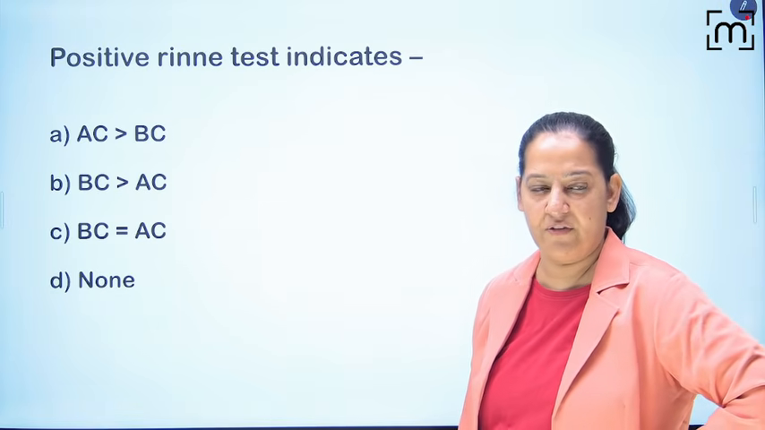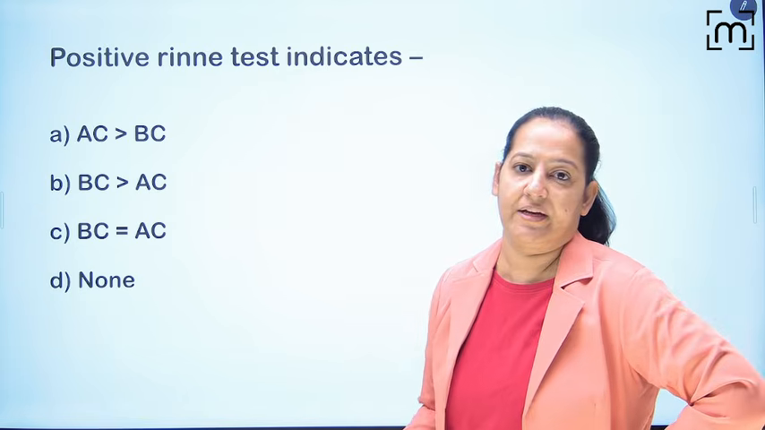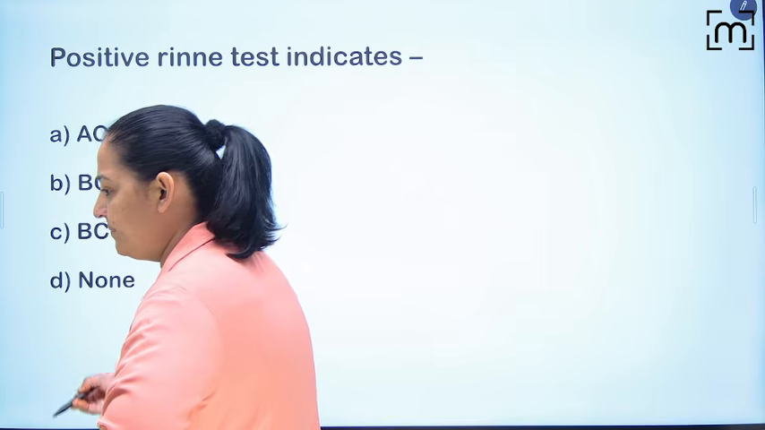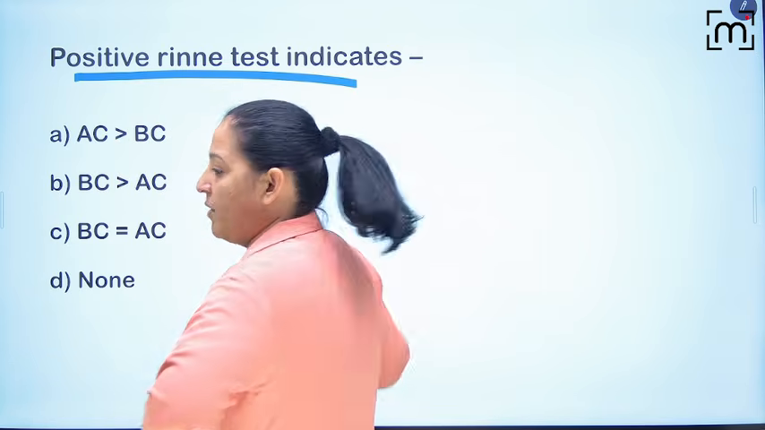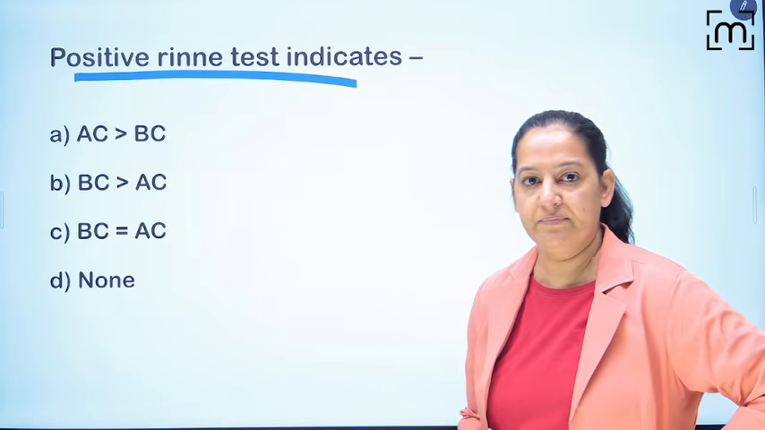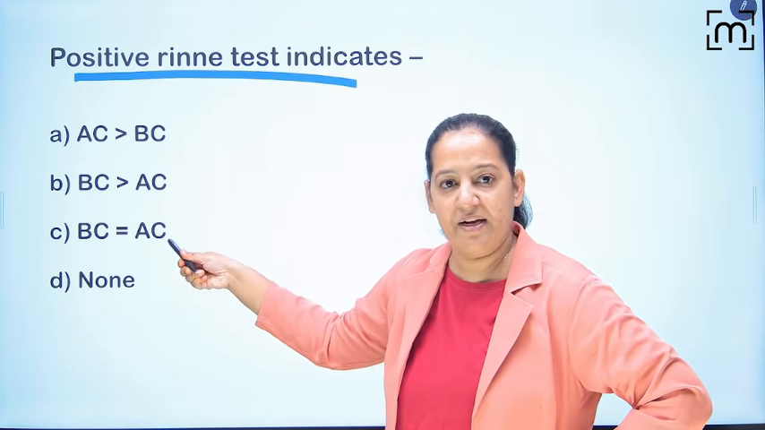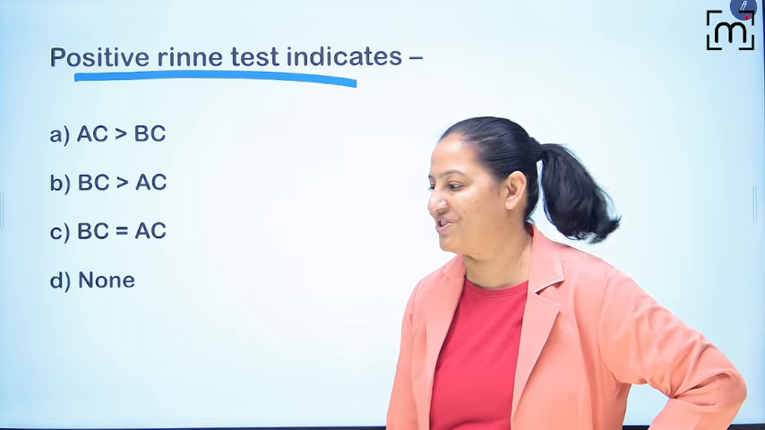The next question is in front of you. What is the definition of positive Rinne? First you tell me the definition. AC greater than BC? BC greater than AC? AC, BC both are same, or none of the above? Very easy question.